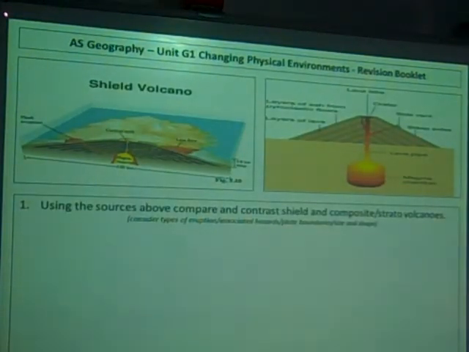One thing which isn't totally on our syllabus but is a useful comparison is understanding the difference between shield and composite cone volcanoes. It always comes in handy that you can recall the differences between the 2.